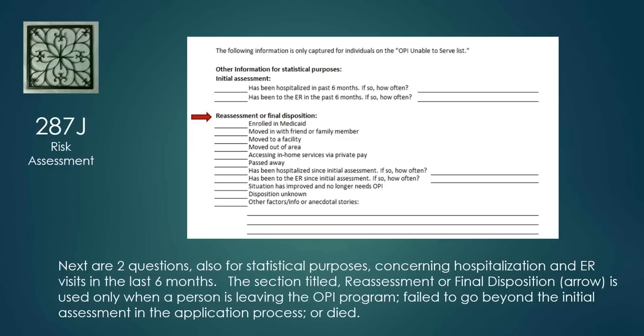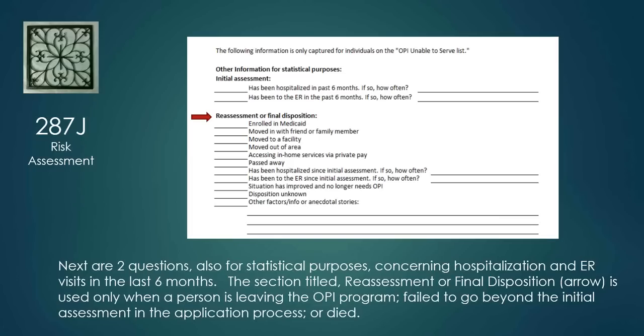That way we have a record of a person's risk and why they may have moved off the program or were not able to enter onto the OPI program. So this really is the end of the 287J risk assessment, and we're going to go next to one of the other forms.